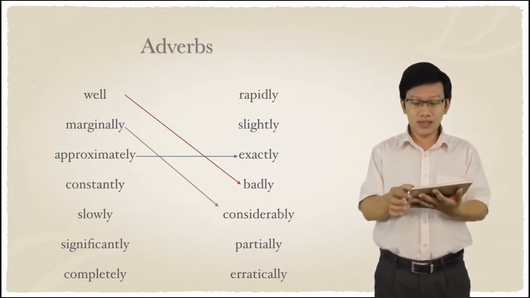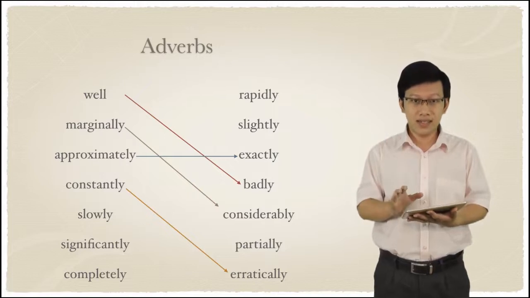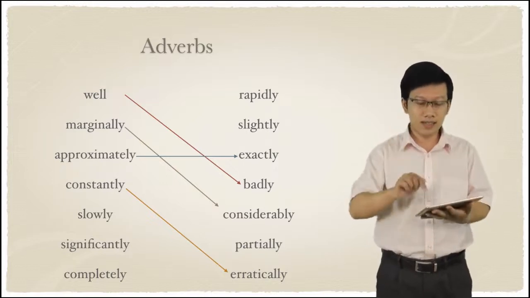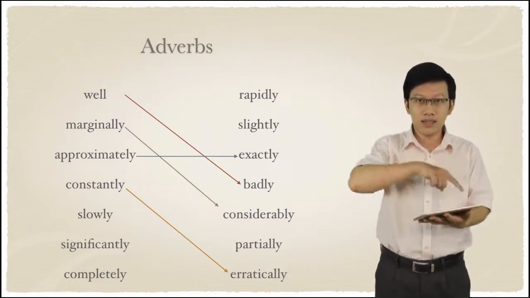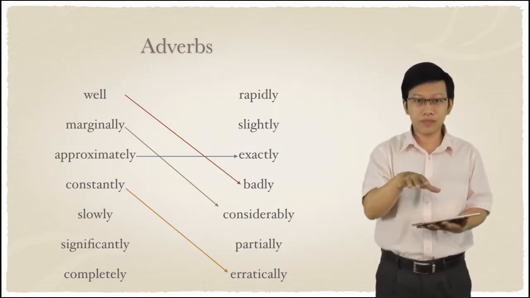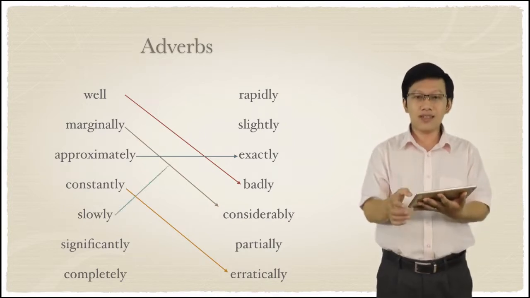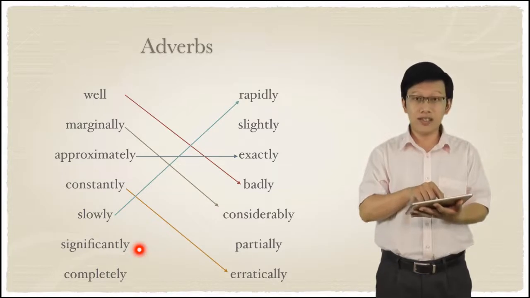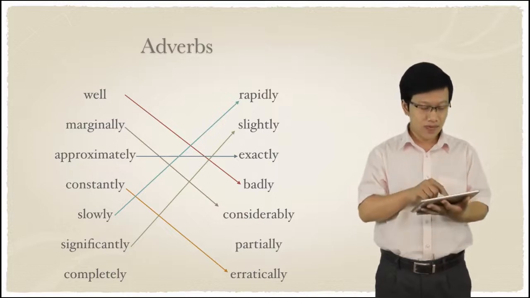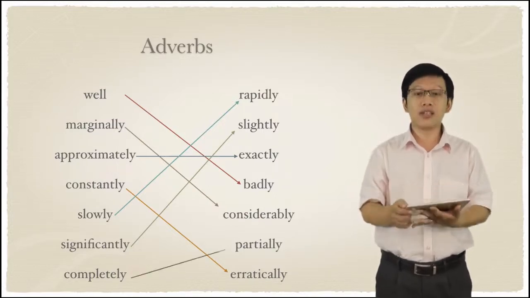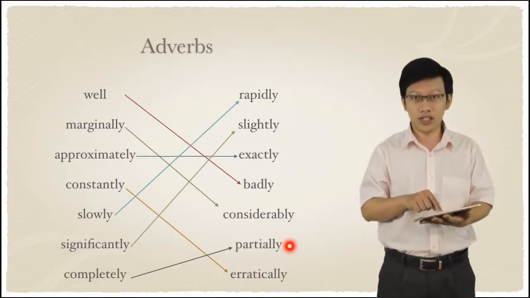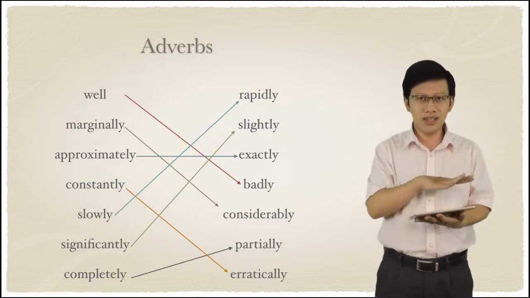Constantly? Constantly is the opposite of erratically. Now, constantly means continuously, always like that. But erratically would mean it's like fluctuating. It's not the same over a period of time. Slowly would be the opposite of rapidly. Significantly would be the opposite of slightly. Right. And finally, we've got completely as the opposite of partially. Partial comes from the noun part. Partially, a part. Not completely, just partially.